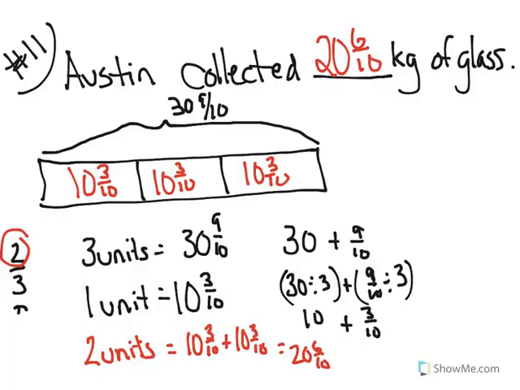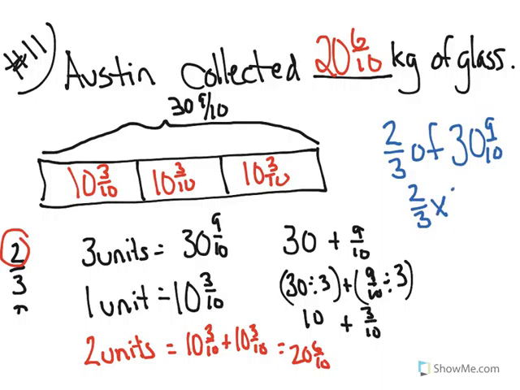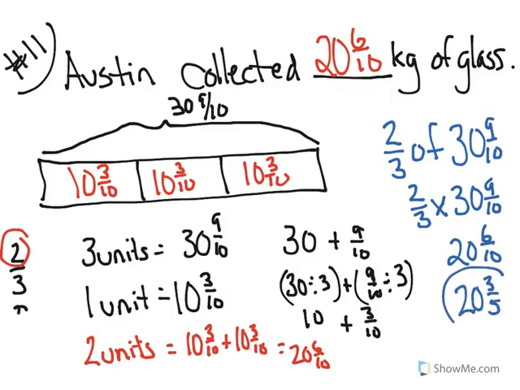So I know that he collected 20 6/10 kilograms of glass. Now, if you didn't want to draw a tape diagram, and you could see and understand in this problem that you are taking 2/3 of 30 9/10, you could turn that into a multiplication problem, 2/3 times 30 9/10, which would be another way of solving the problem. Both ways, you should end up with 20 6/10, which would simplify to 20 3/5. So if they asked for a simplified answer, you would have to give them 20 3/5.